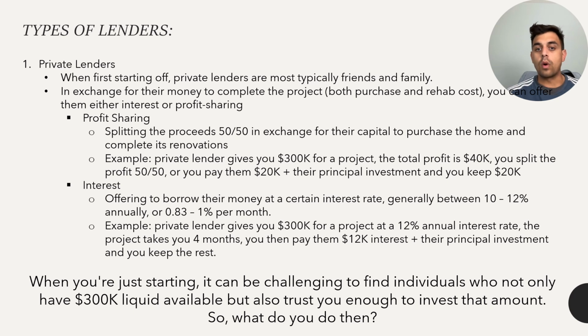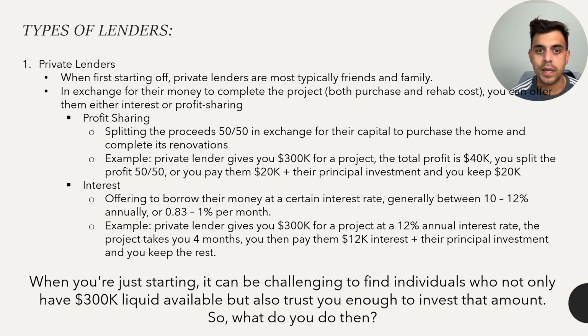Number one, the first type of lender is a private lender. When you first start off, private lenders are most typically friends and family in exchange for their money to complete the project, both on the purchase and the rehab, of course. There's two sides that you have to raise on. You can offer them either interest or do a profit share arrangement.